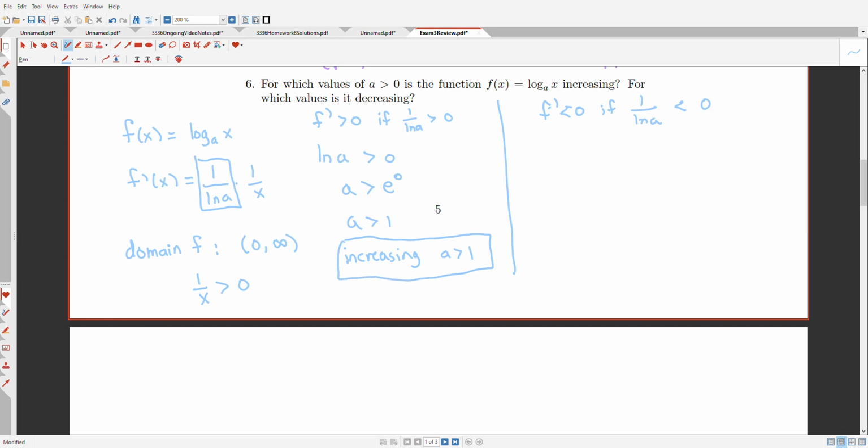Similarly, you can work out this other side. The math works out exactly analogously. So the first derivative will be negative if a is less than 1. So we're decreasing if we have a less than 1. Those are our two answers for this question.